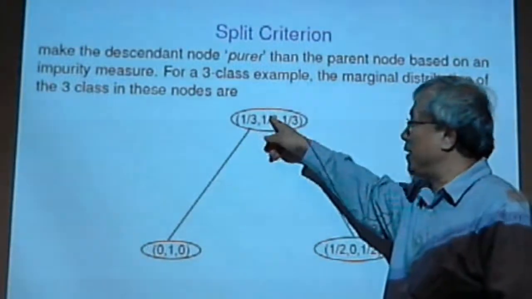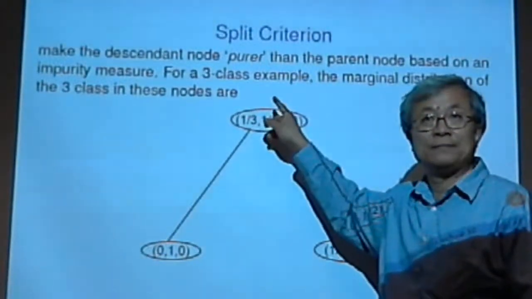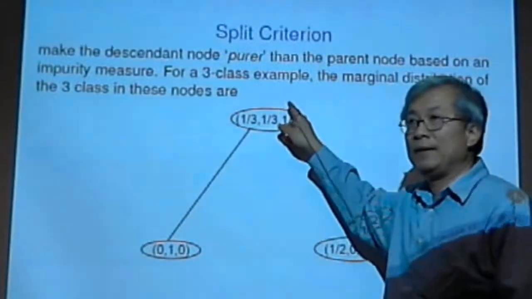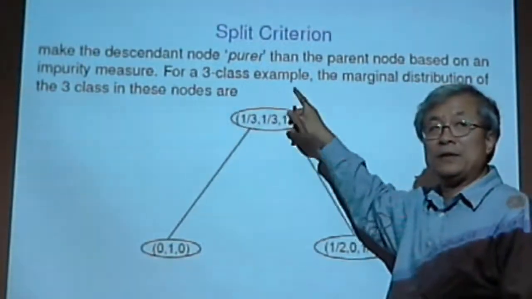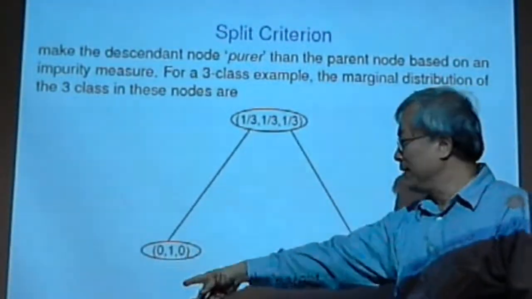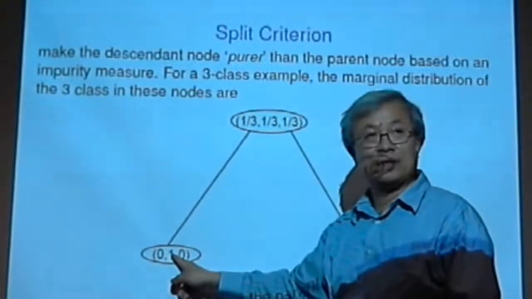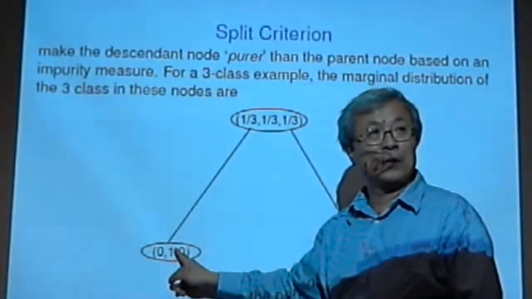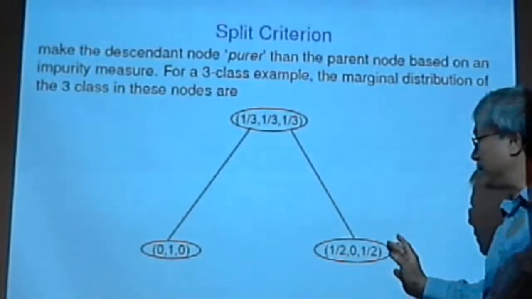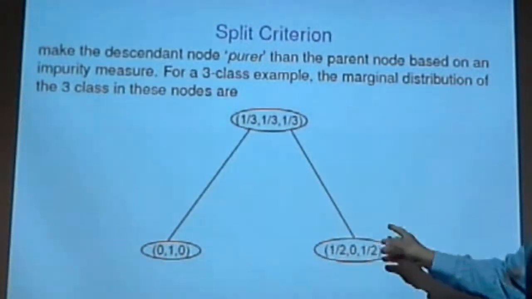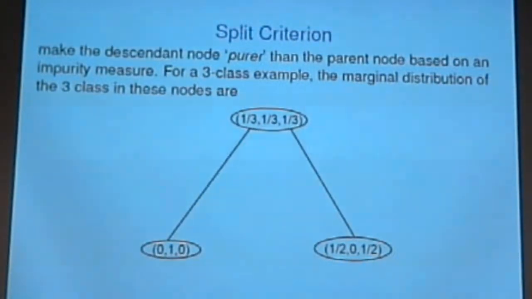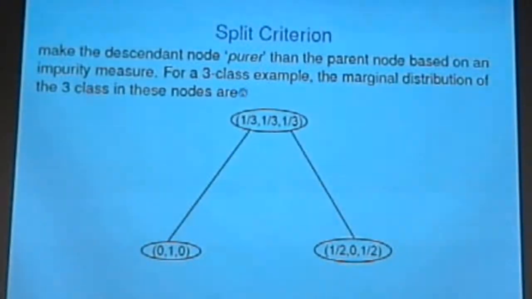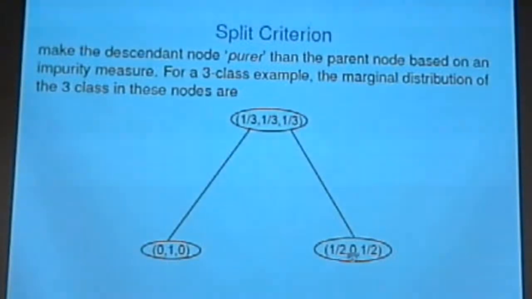Here we have 1/3, 1/3, 1/3 distributions of the 3 classes to begin with. So 1/3 Setosa and 1/3 each for versicolor and Virginica, and with this split down to here, this node is purely just Setosa. The other node will be half versicolor and half Virginica. The child nodes are purer than the parent. Here, where you have a mixture of 3, we don't have a mixture of 2. There are only 2 classes left.